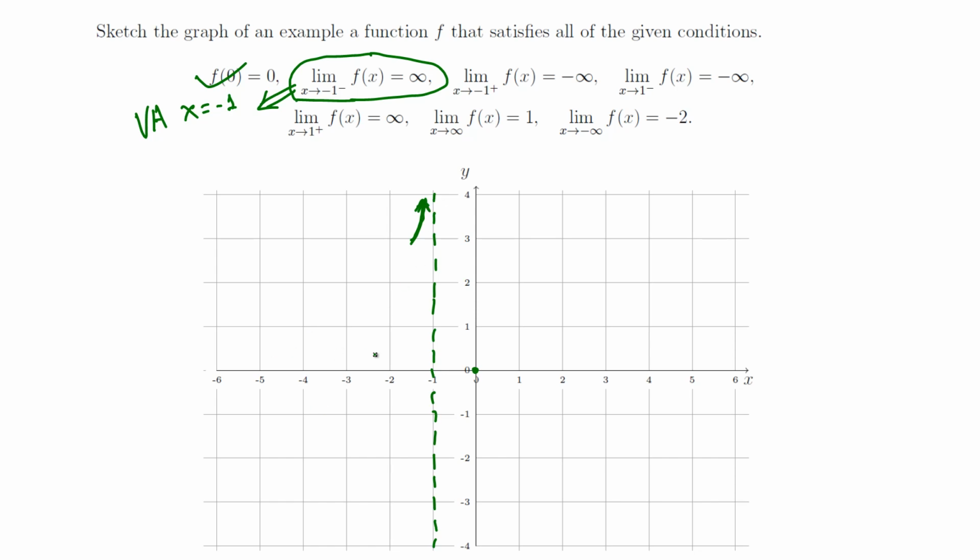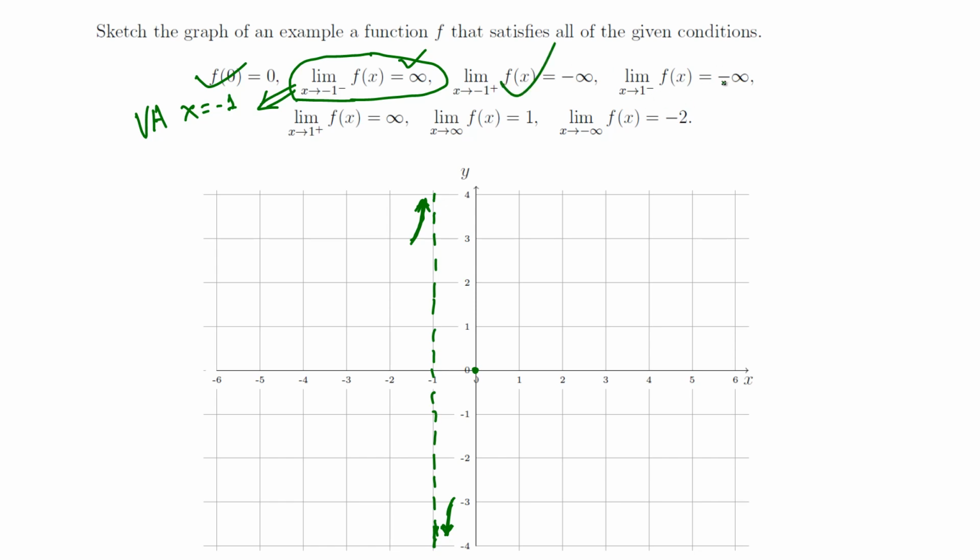I don't know what happens here, but when x is very close to -1 from the left, the function goes to positive infinity. And the second, the function goes to negative infinity when x goes to -1 from the right side. Same information: vertical asymptote at x equals -1. The function goes to negative infinity, so down here. I'm going to make just a portion of this graph. When x is very close to -1 from the right side, the function decreases without bound. So this is done.